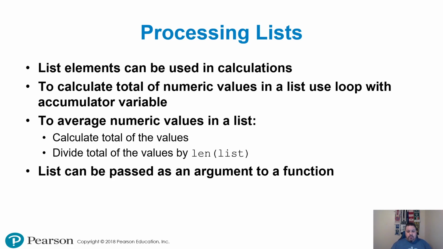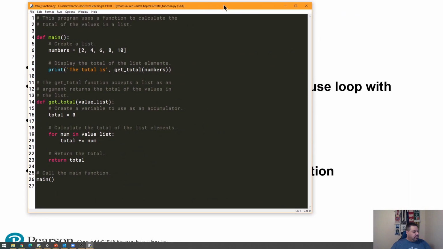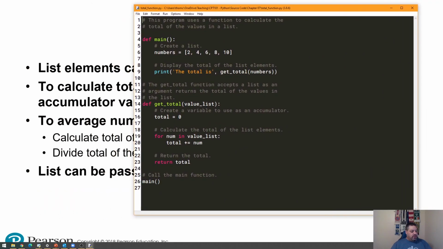There is a program in your book. Let me see if I can find it here. This is the total function, somewhere in the section that talks about processing lists, which I believe is section 7.4 or 7.5. So what do we have here? We have just a main function, and we have a get total function. Main is pretty short. It defines a list of numbers, 2, 4, 6, 8, 10. Print the total is this, which calls this function.